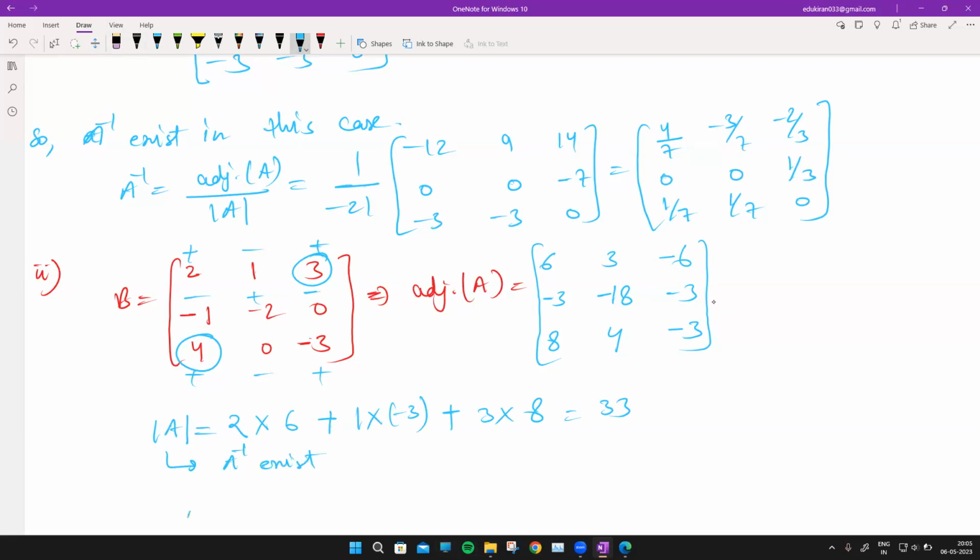And the value for A inverse would be 1 by 33. We can even take this 33 inside, and we can further solve it to get some answer, and that would be the required answer.